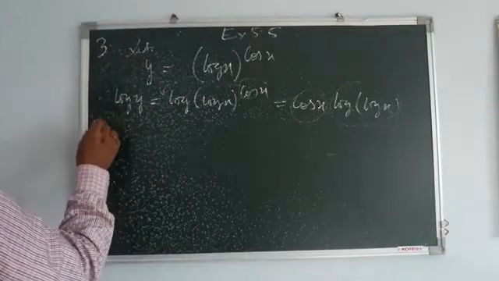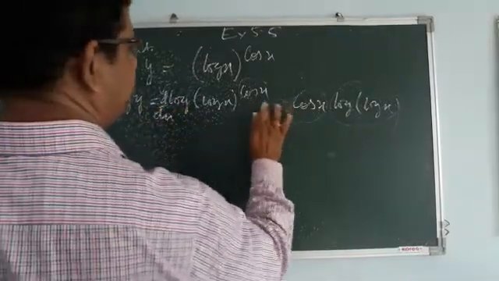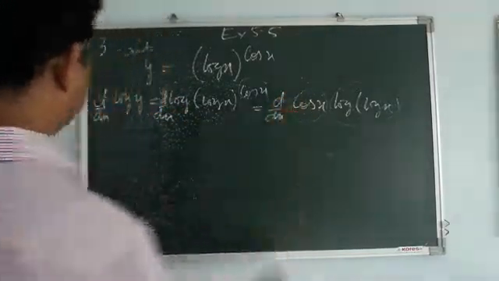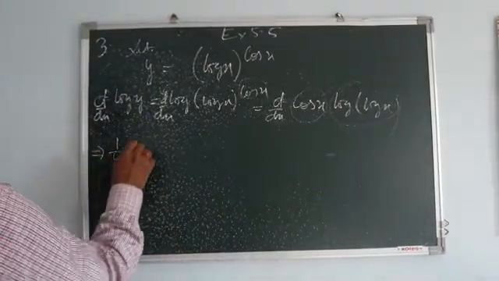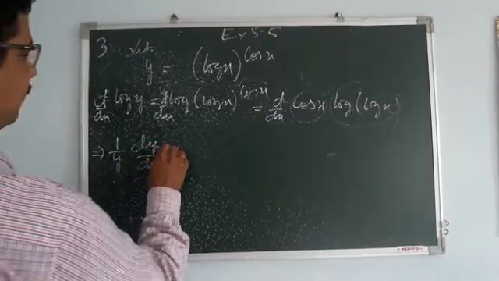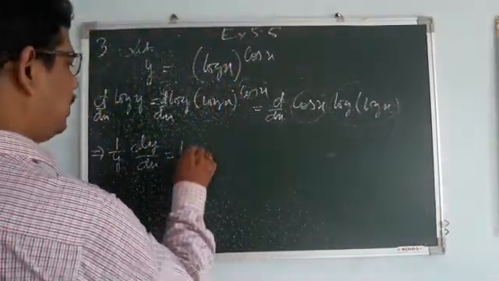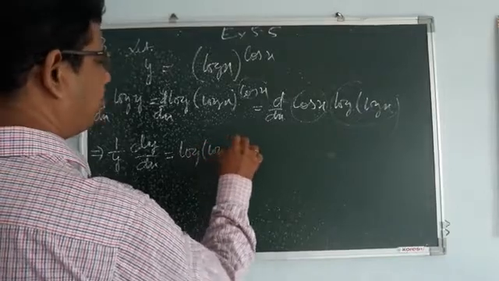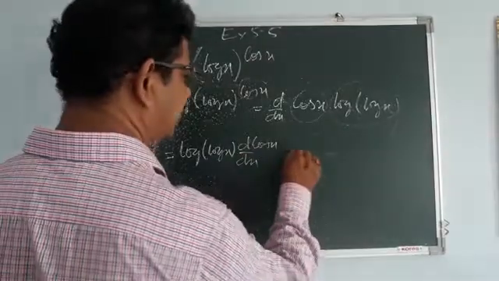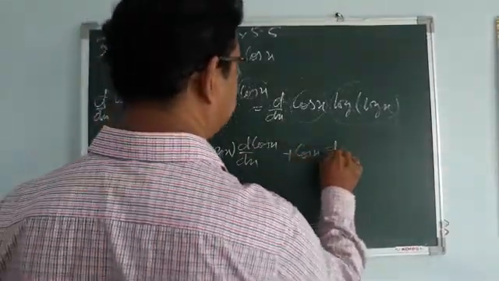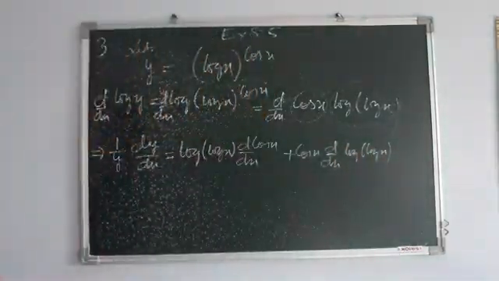If we want to differentiate here with respect to x, this one is already experienced. It is log y with respect to x, so it will be 1 by y dy dx. Now think of this one. This is the u into v form. What we have to do? You will keep this one, log x, here and differentiate cos x only with respect to x. Then cos x you will keep here, you will differentiate log x. This is the rule.